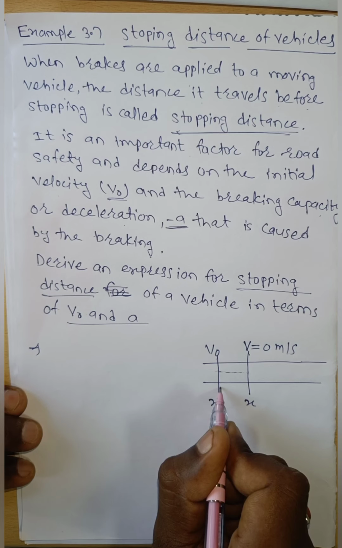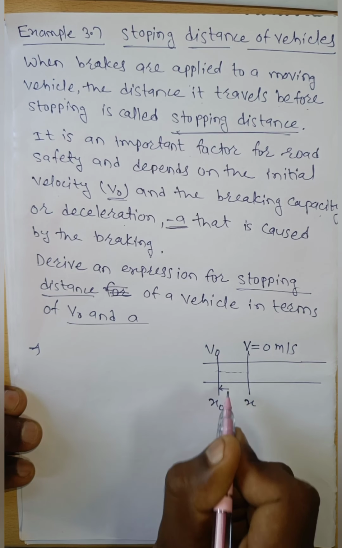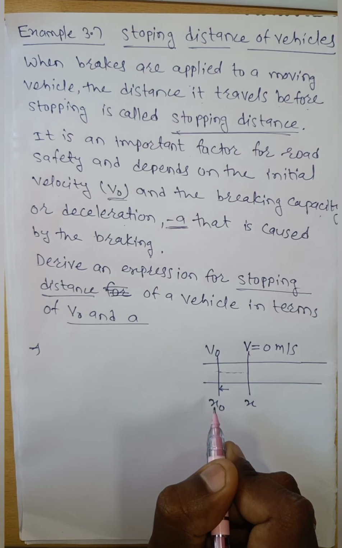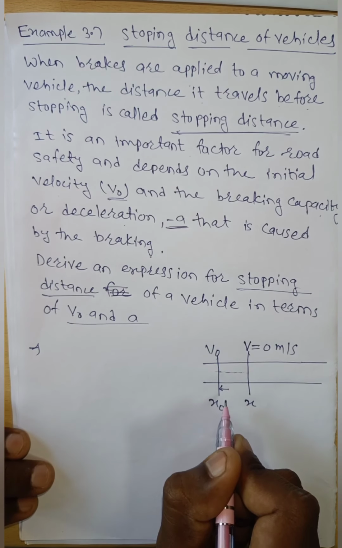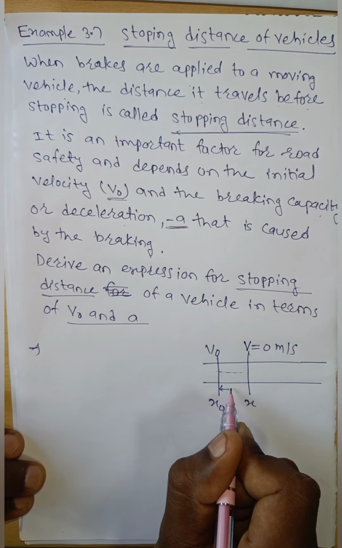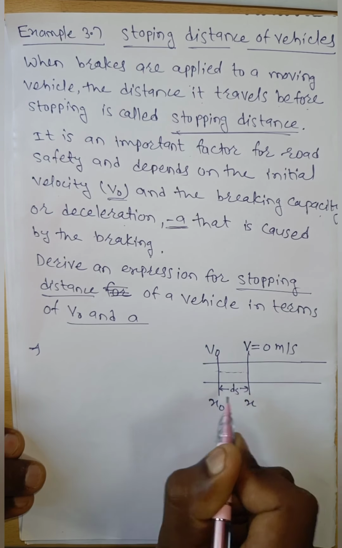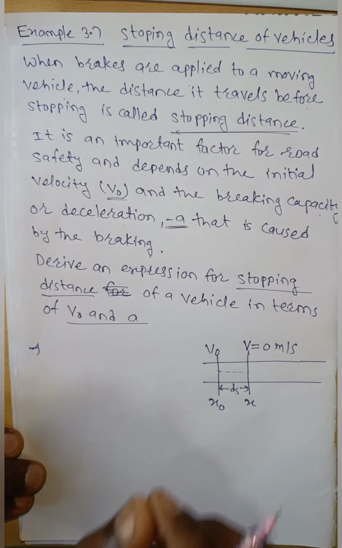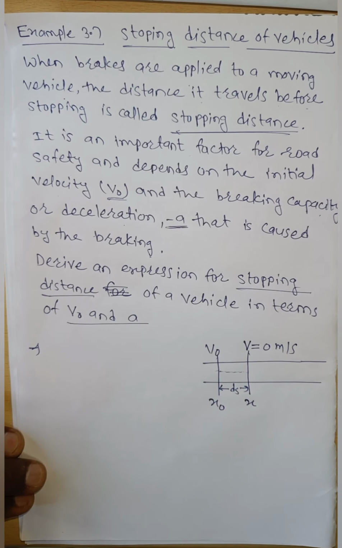Then the distance between the initial position, which is the position at which we start to apply the brake, and the final position where the vehicle stops, this distance we call ds. Now write down all that explanation in your own words.